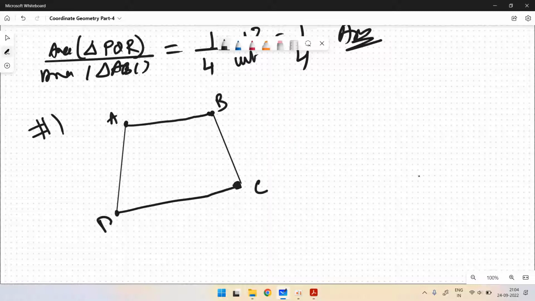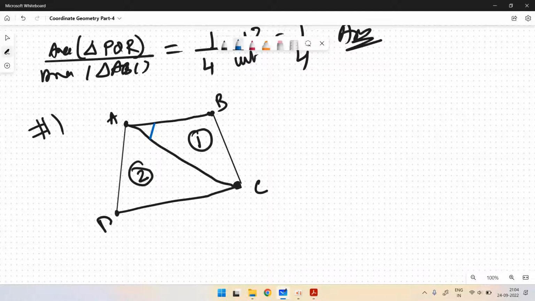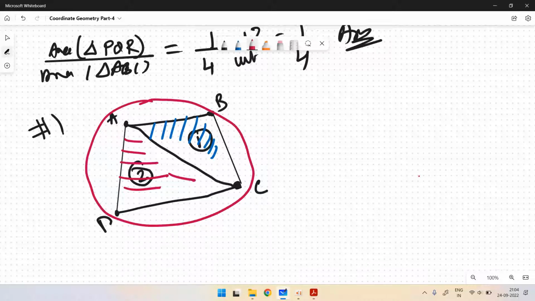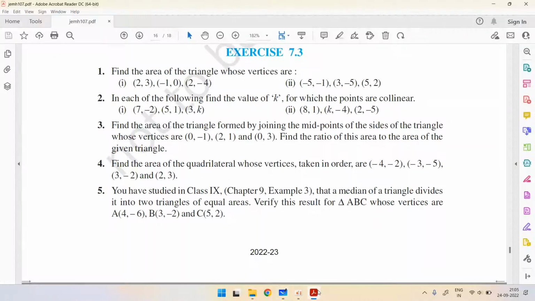You can join A and C. This will form your one triangle. This is triangle number 1. This is triangle number 2. Now for calculating the area, you can calculate the area of triangle ABC, and next you can calculate the area of triangle ADC. And if you add the two, you will get the area of the complete quadrilateral. Just substitute the values and you will get the answer. This was question number 4.